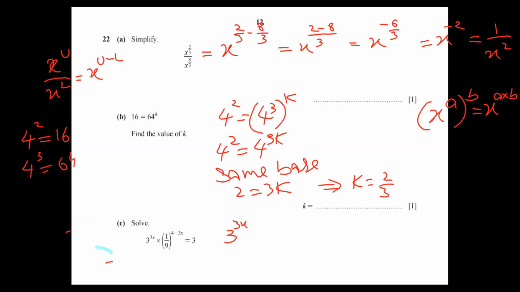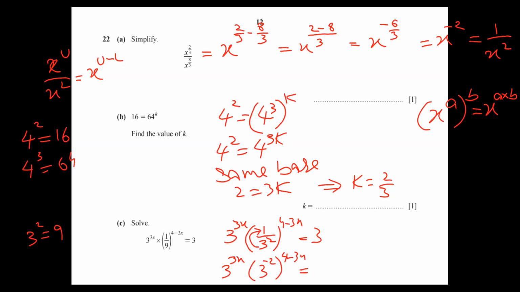9 is 3 to power 2. 3 to power 2 is 9. So I can replace this 9 by 3 to power 2. And inside 3 to power 2, I'm writing like this. If I bring it up, what happens? The power becomes 3 to power negative 2. On the top, 4 minus 3x.